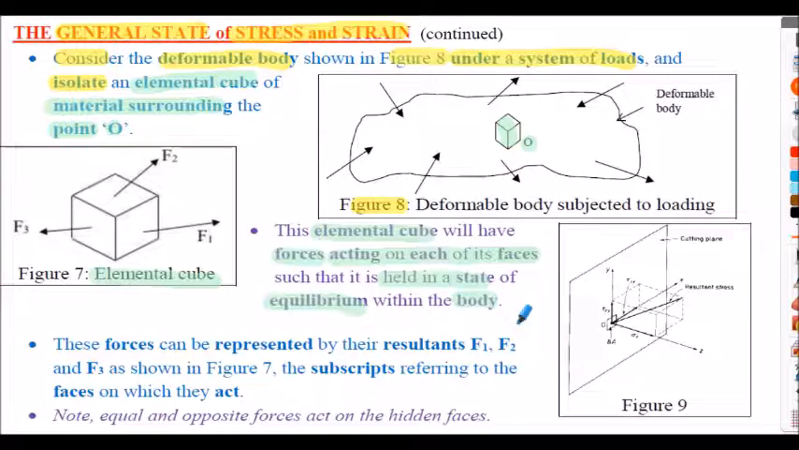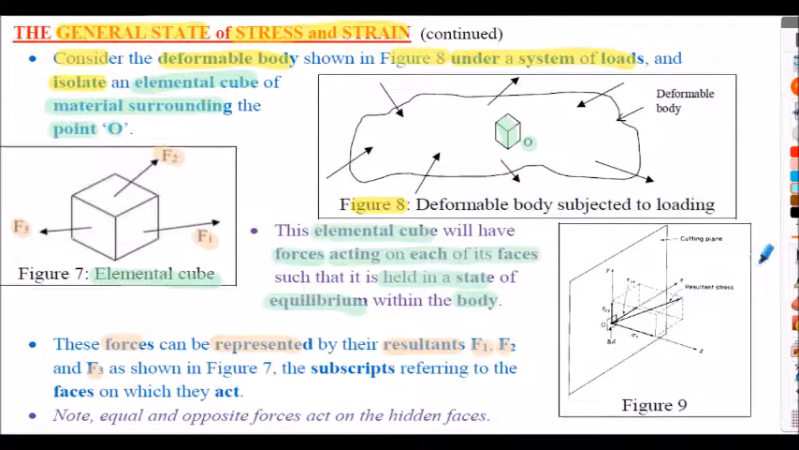So we're assuming the entire deformable body is in equilibrium, the actual structural member, and so within that structural member a very, very small element of the material is also in equilibrium. By equilibrium we mean it's not moving left or right, up or down, and it's not rotating. So the forces applied to the elemental cube can be represented by resultant forces labelled F1, F2 and F3, shown in figure 7. Here's resultant force F1, resultant force F2 and F3, and there'll be equal and opposite forces on the hidden sides of the cube.